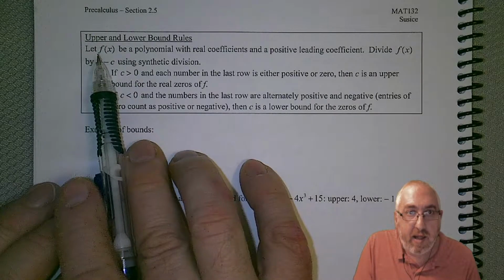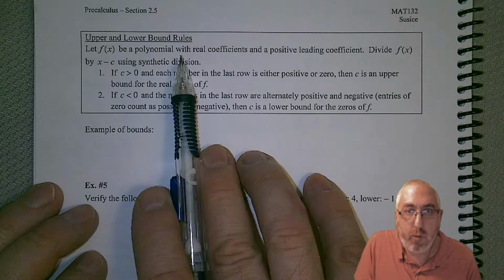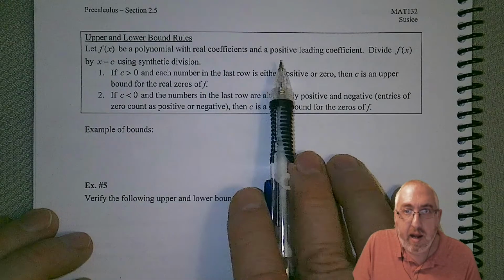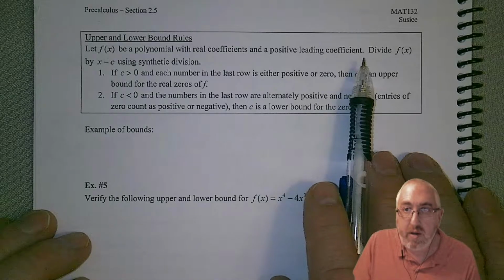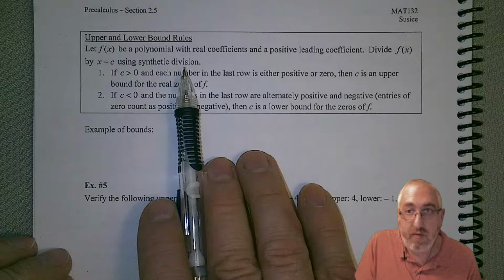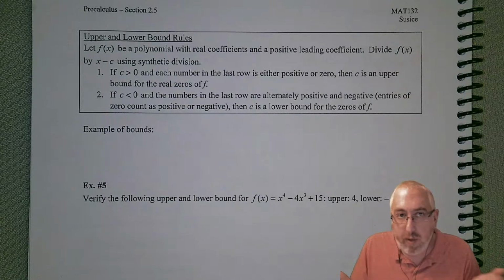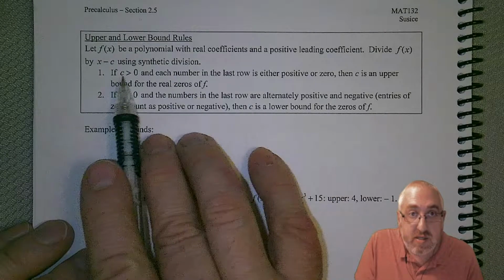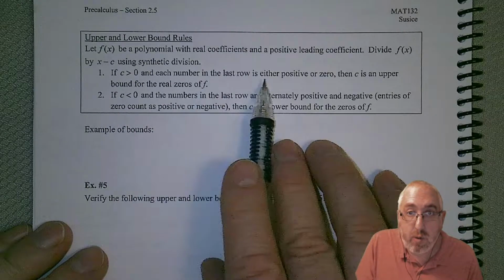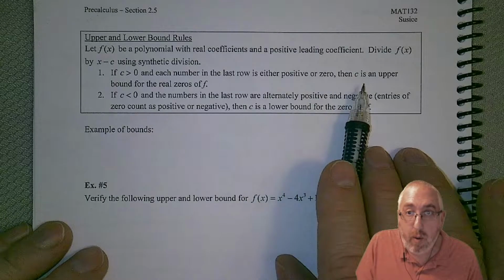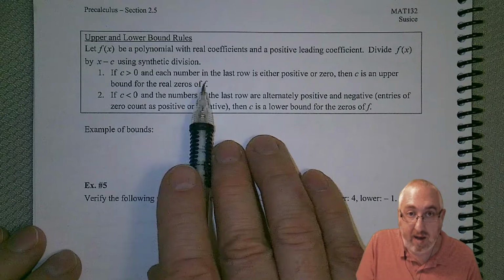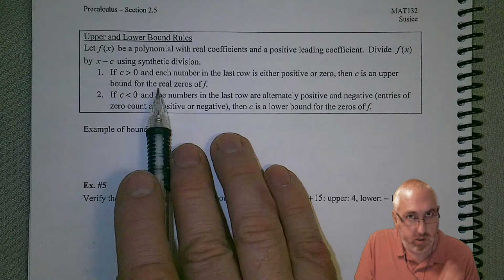So let f of x be a polynomial with real coefficients, again, nothing imaginary, and a positive leading coefficient. Divide f of x by x minus c using synthetic division, which we can do. We know how to do that. If c is greater than 0 and each number in the last row is either positive or 0, then c is an upper bound for the real zeros of f. Okay, we'll explain that in a minute.